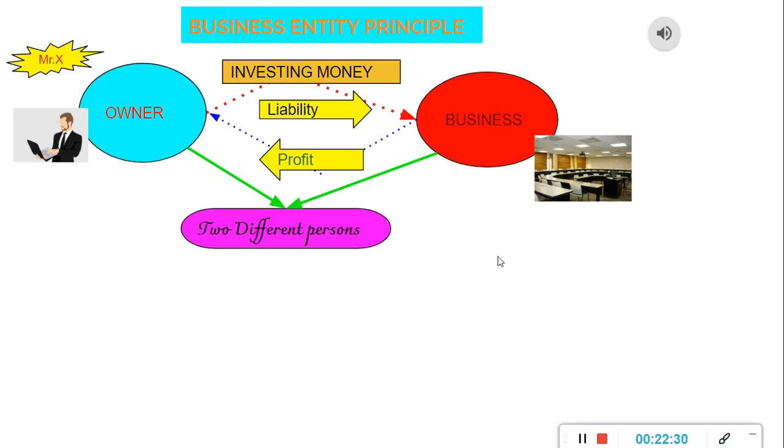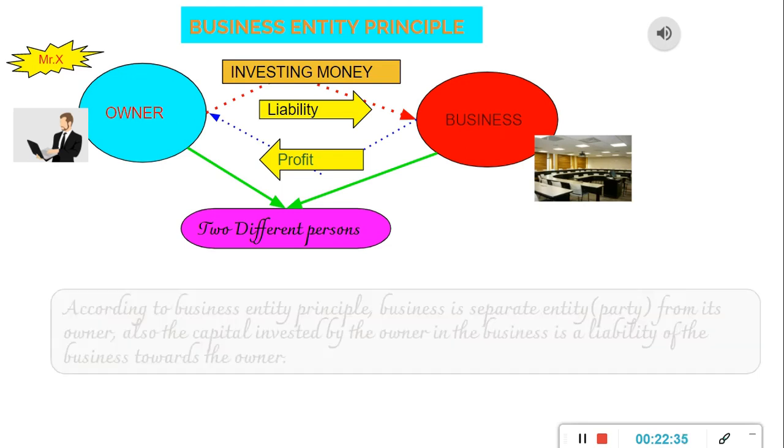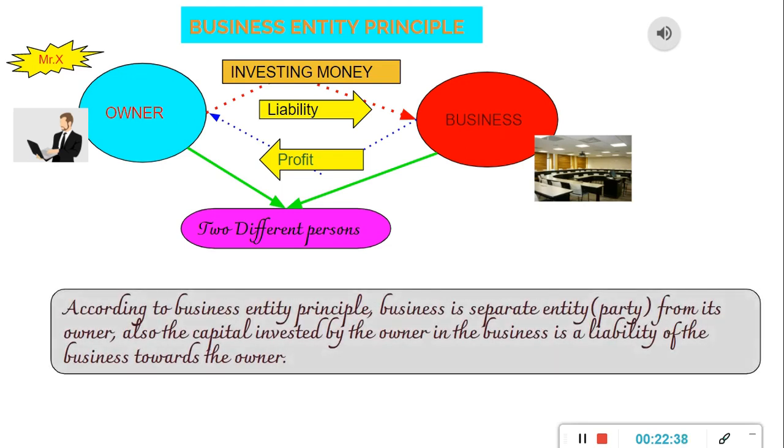Clear? Then see what is the entity. Business entity principle tells that the business and the owner are two different persons, and whatever amount the owner is investing in the business is considered as a liability, and in return for that liability the business is giving profit to the owner. Clear? According to business entity principle, business is a separate entity. Entity means party, different person from its owner.